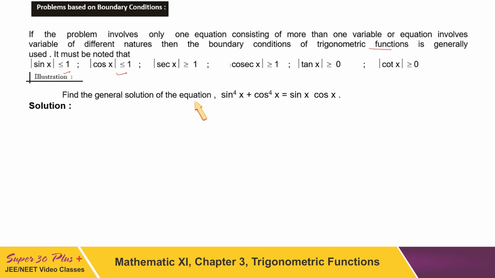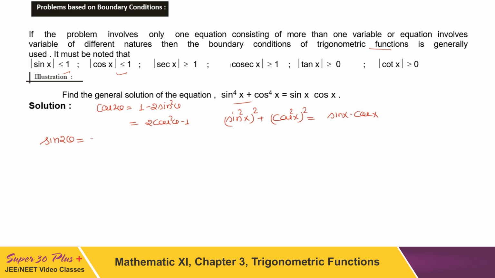Find the general solution of the equation sin to the power 4x plus cos to the power 4x is equal to sin x cos x. How can we solve it? As we know, cos 2 theta is equal to 1 minus 2 sin square theta, or it is equal to 2 cos square theta minus 1. Then we can write it as sin square x whole square plus cos square x whole square is equal to sin x into cos x. As we know, sin 2 theta is equal to 2 sin theta cos theta.